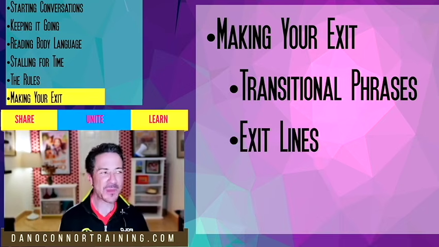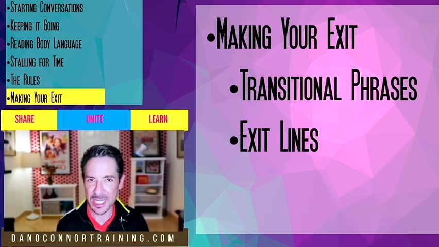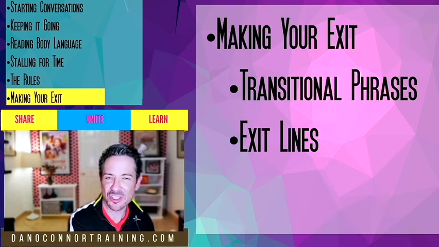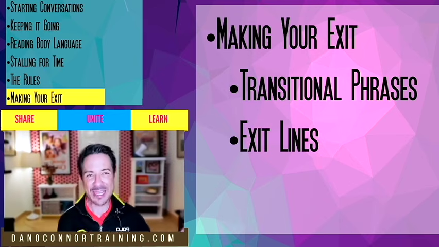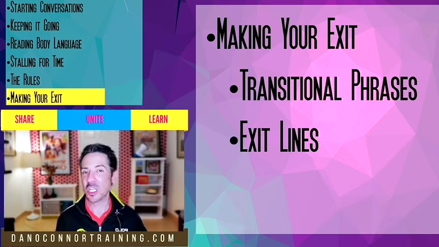Exit lines. Exit lines are simple. Remember, you do not owe anybody an explanation ever. You do not need to explain to people. I have something else to do. I have somewhere else to go. I have someone else to talk to. I have work to do. I have to be somewhere. I have a schedule. You do not need to say that.